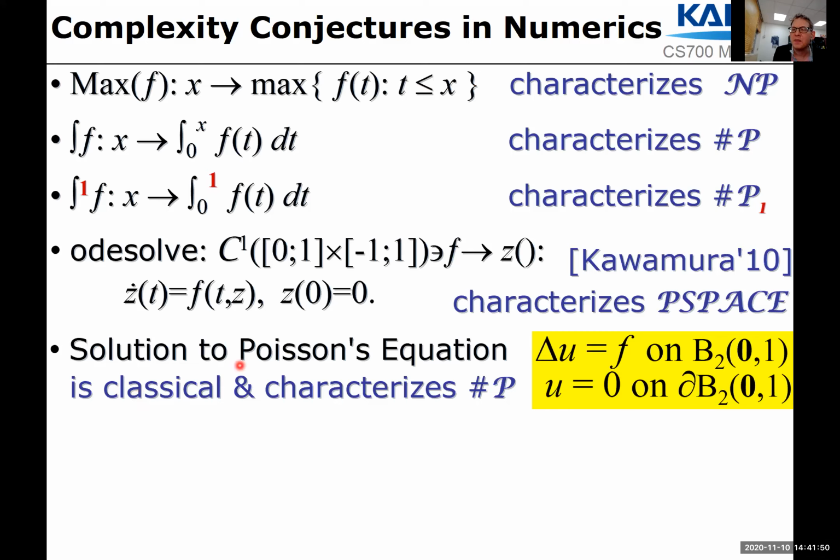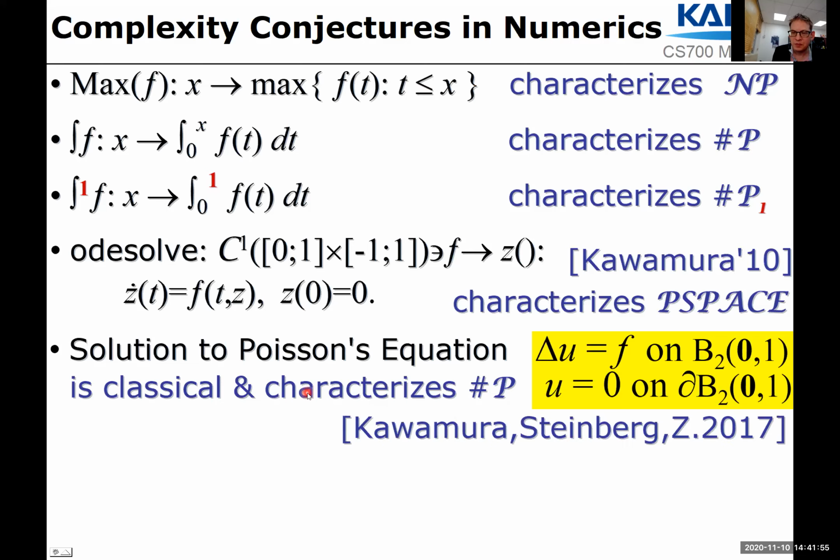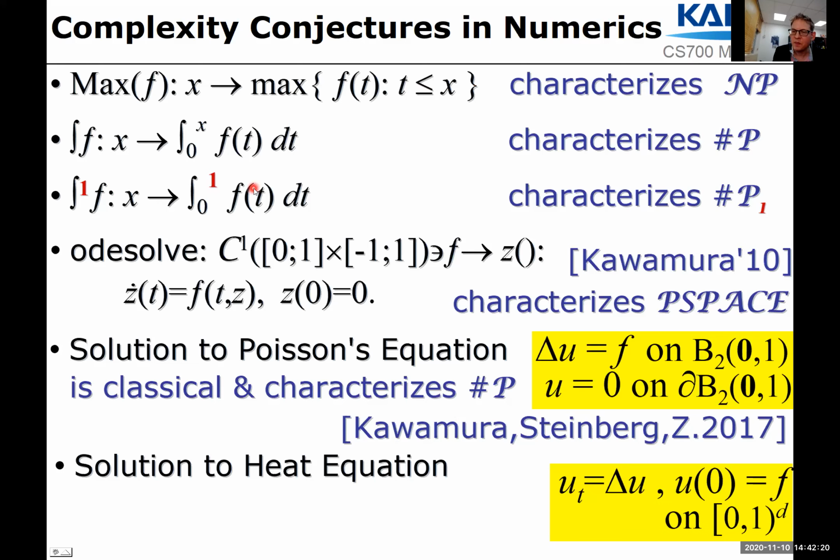So it's basically the same computational complexity as indefinite Riemann integration, based on Florian Steinberg's work. And we're going to similarly see how the heat equation characterizes the discrete complexity class #P1. So solving the heat equation has the same essential complexity as definite Riemann integration, which is an interesting subtlety. Here for your memory, and we're going to investigate this more thoroughly in the course of today's lecture.